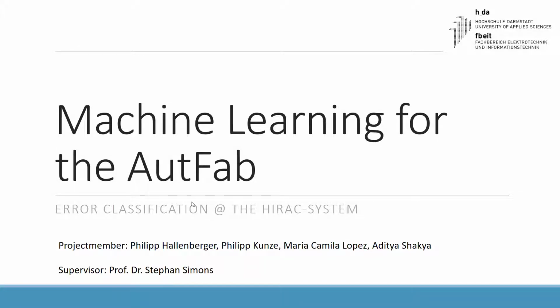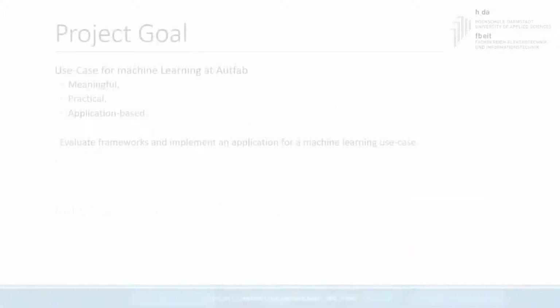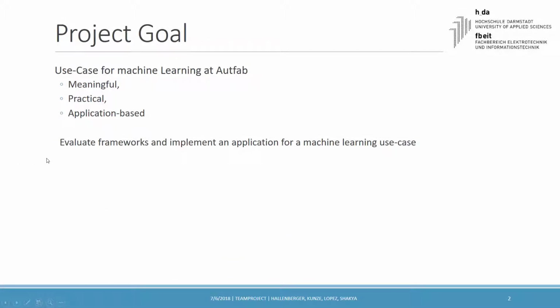Today we are going to talk about machine learning for the AutFab error classification at the hierarchy system. The project has been developed by Philip Hallenberger, Philip Kunze, Maria Camila Lopez, and Aditya Shakya. This was done under the supervision of Professor Dr. Stefan Simons.